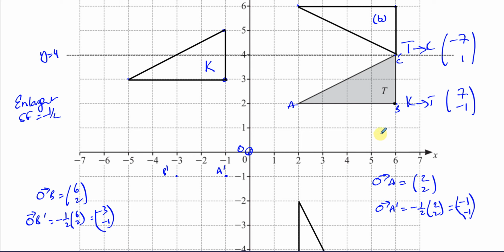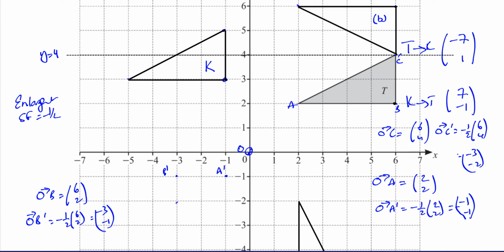And then I can say from O to C, I've got to go 6 to the right and 4 up: (6, 4). So O to C dash is therefore -1/2 times (6, 4), which is (-3, -2). So from the center of enlargement, I go 3 to the left and 2 down.